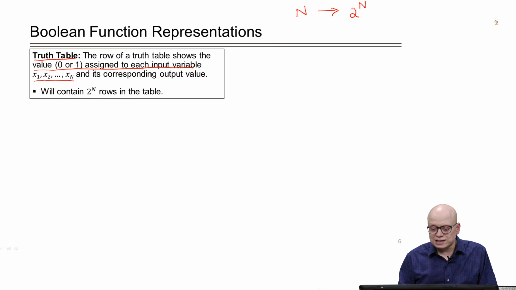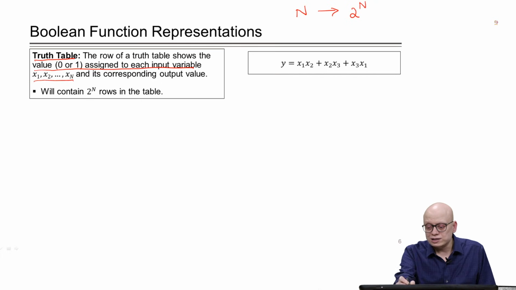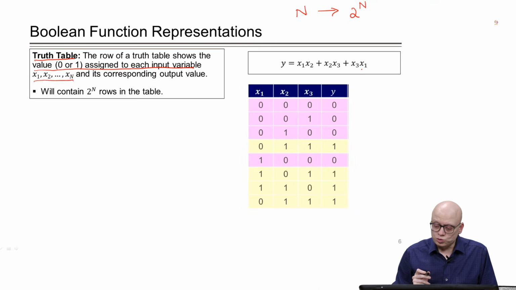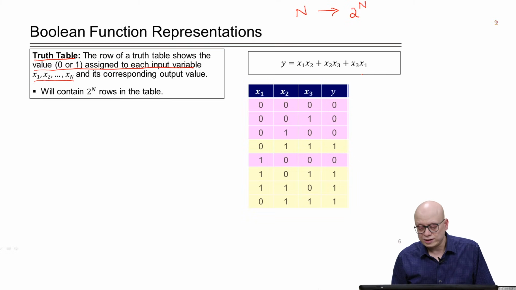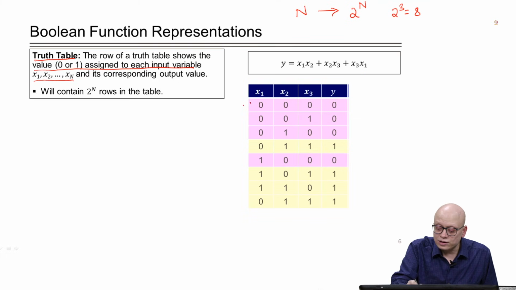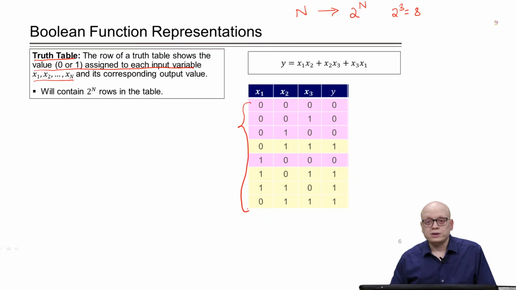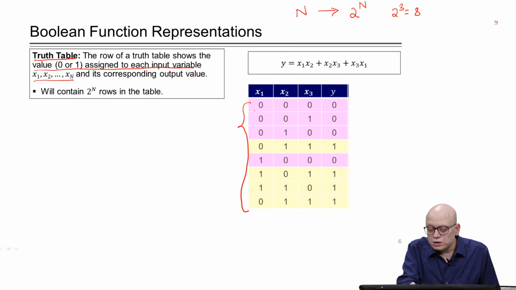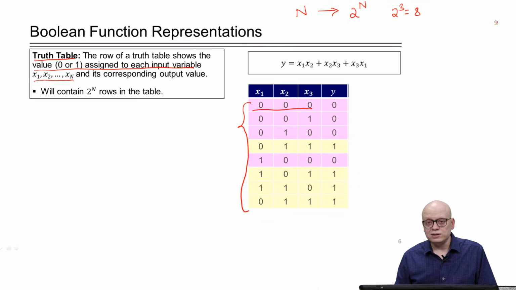Now, let us take an example of a Boolean function y = x1 x2 + x2 x3 + x3 x1 and draw its truth table. Since there are 3 variables here, x1, x2 and x3, we will have 8 rows. 2 to the power 3 is equal to 8, and therefore we have 8 rows in the truth table.